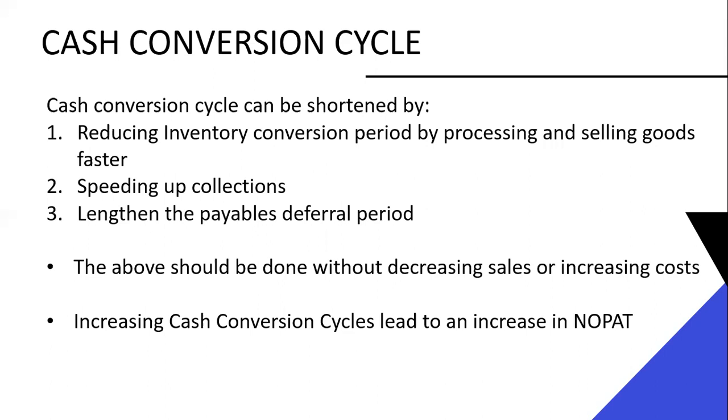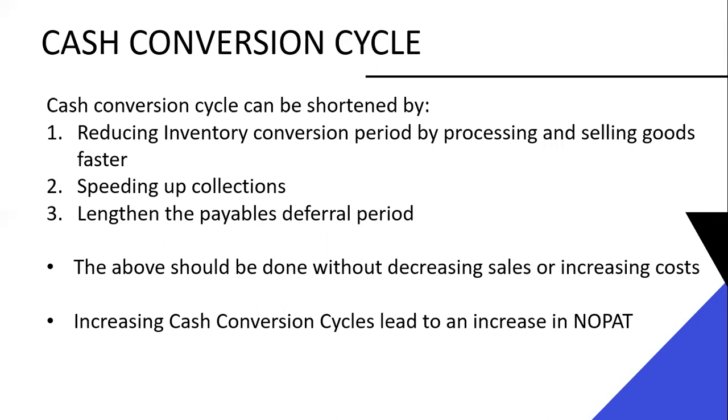Now, you should try to do all of these things without decreasing your sales or increasing costs. So what you don't want is that you have reduced your inventory, but you're getting orders and you're not being able to deliver. That would be a situation where your sales would decrease. You do not want that, right? You don't want your sales decreasing. You want to reduce your cash conversion cycle, but without decreasing your sales or increasing your costs.